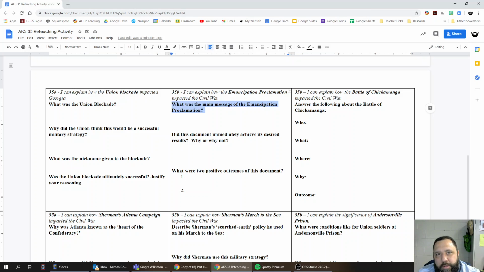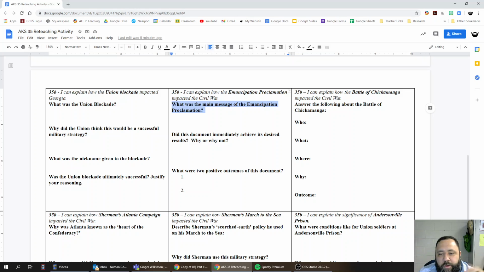Did this document immediately achieve its desired results? So ultimately, Lincoln really did want us to free slaves. Did it immediately achieve this? No. It didn't free slaves who lived in the 4 slave states that remained part of the Union. Nothing happened for them until the ratification of the 13th Amendment. And it would only free slaves in territories that had been captured by the Union Army, which was not a lot of the South at this time in the war.